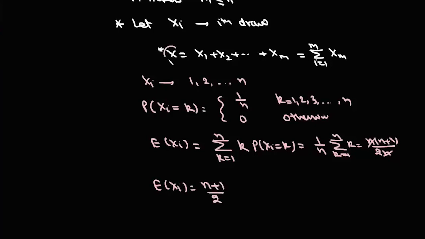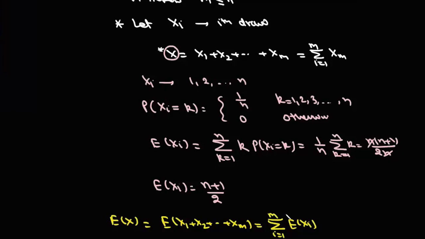Now for this random variable x, we can find its expectation using linearity of expectation. So we can write the expectation of x as the expectation of x1 plus x2 plus up to xm, which we can also write as the summation of expectation of xi, where i varies from 1 to m. Now the expectation of xi is n plus 1 by 2, so it will be simply m into n plus 1 by 2, and that's our first result. Now we have to find the variance of this x.